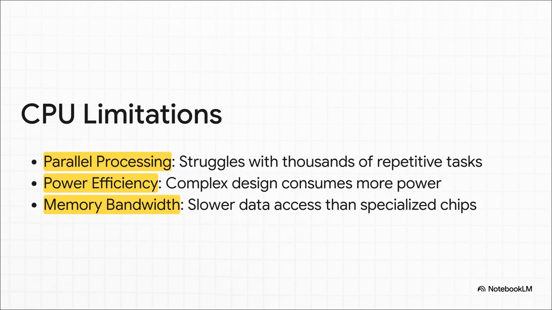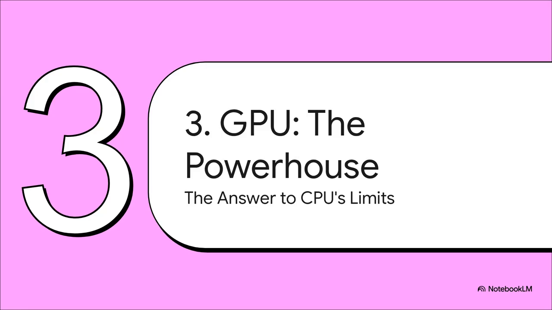But here's the catch with our master chef. If you suddenly ask that one chef to chop 10,000 onions all at the same time, they just freeze. They can't do it. And that right there is the CPU's big limitation. It's just not built for thousands of simple, repetitive tasks done all at once. And guess what? That's exactly the kind of work that modern AI demands. This created a huge problem, a bottleneck, that paved the way for something new. And that something new brings us right to the GPU.